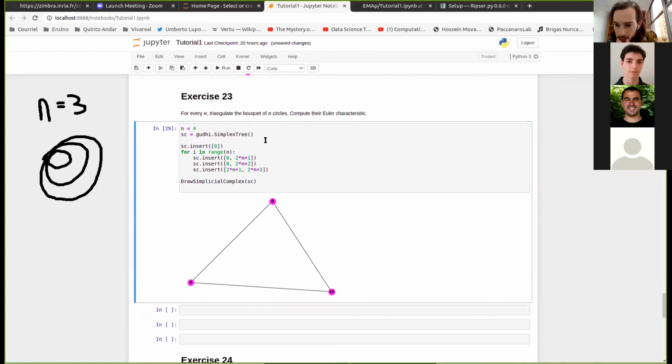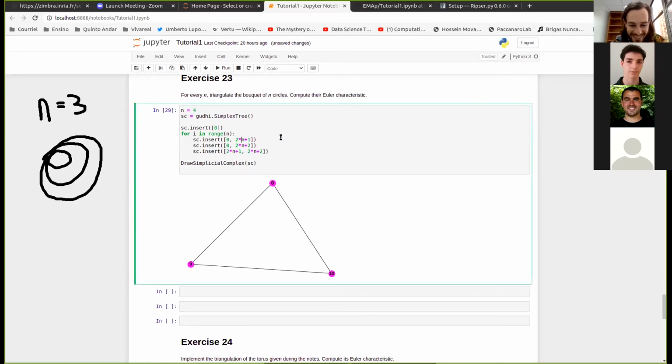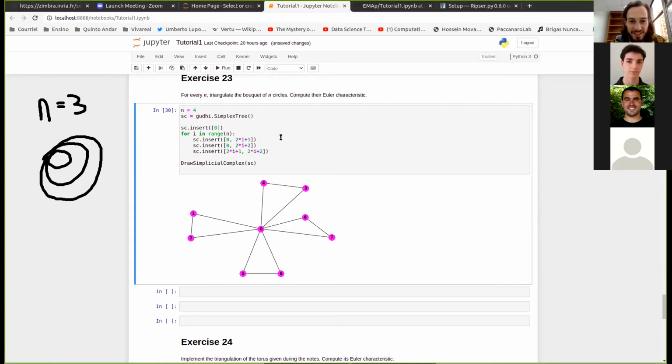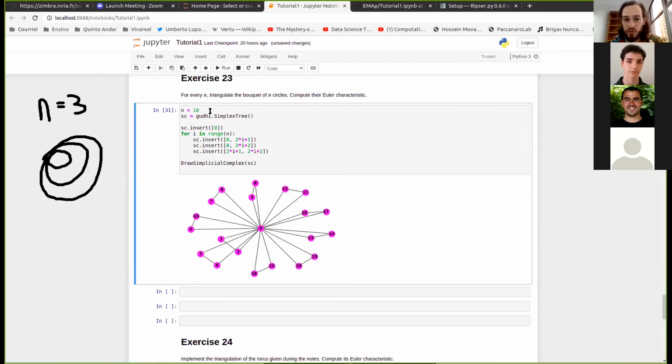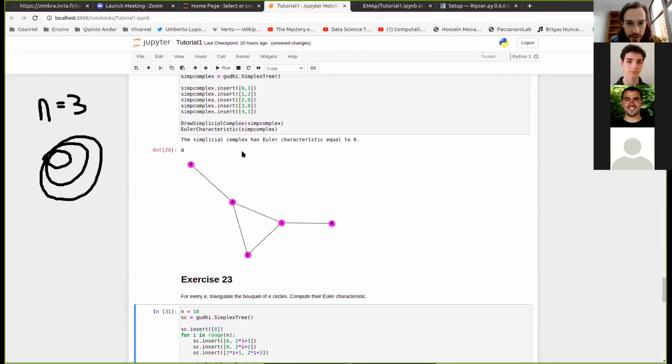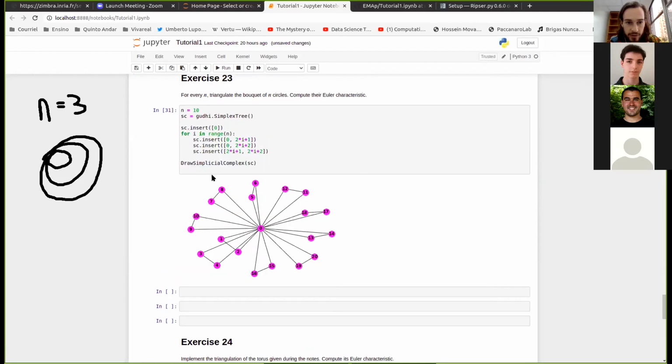We're not changing the value of the vertices. They're always the same. So this is a way of triangulating the bouquet of n circles. I took the most simple triangulation of the circle with 3 vertices, and I say that one of the vertices is always the same, 0. Let's see its Euler characteristic.